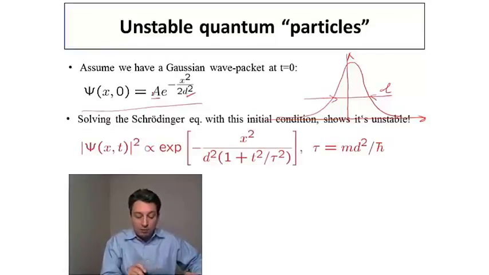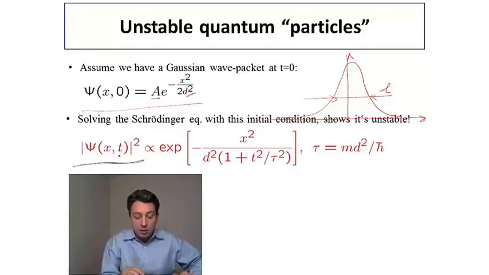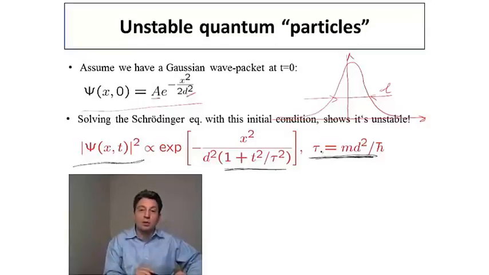Here we have the modulus of the wave function squared as a function of time, which describes essentially the density of particles. And as we will see, this psi squared has the same Gaussian form as the original wave function. But the difference is that the parameter d, which describes its spreading, increases with time. It increases as 1 plus t squared over tau squared, where tau is the typical time scale at which the spreading occurs.